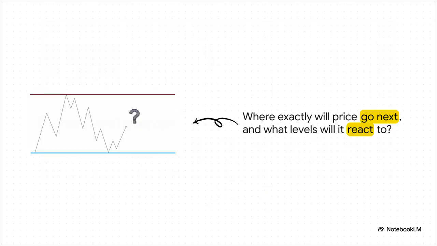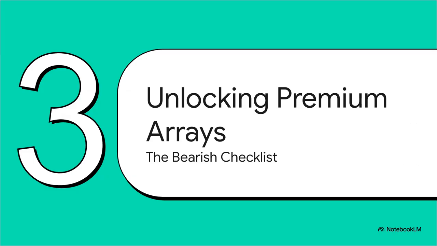Okay, but that brings us right back to the million-dollar question, doesn't it? Knowing price wants to go from discount to premium is great, but where exactly in that premium zone is it going to turn around? Which specific level is going to stop it in its tracks? For that, we need a much more detailed map. And that map is precisely what ICT calls the PD arrays, premium and discount arrays. Think of these as specific price levels that act like magnets for institutional order flow.